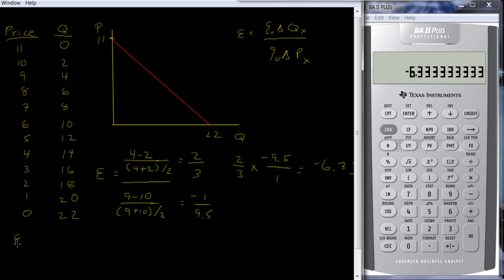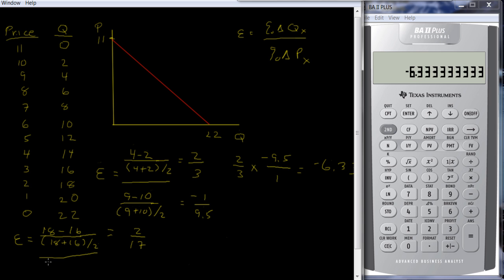The elasticity down here is going to be equal to, again, the change in quantity, which is 18 minus 16, divided by the midpoint, which is 18 plus 16 divided by 2. And if you work that out, that's going to be what? 2 over 17.